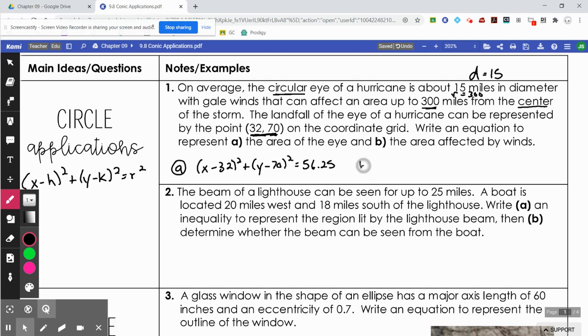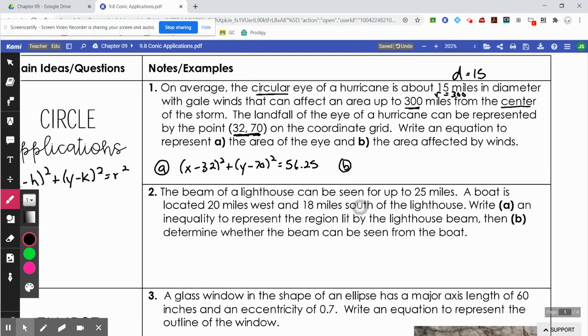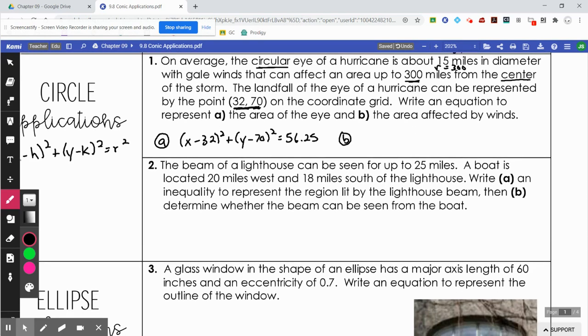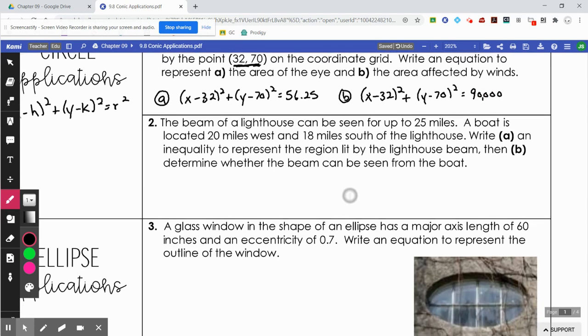Now B part says write an equation for the area affected by the winds. The winds can affect an area up to 300 miles from the center, so a radius of 300. So the center is going to be the exact same thing. So you still have the (x − 32)² and the (y − 70)², but it's going to equal the radius squared now, which would be 300 times 300, which is 90,000. So there's your two equations.